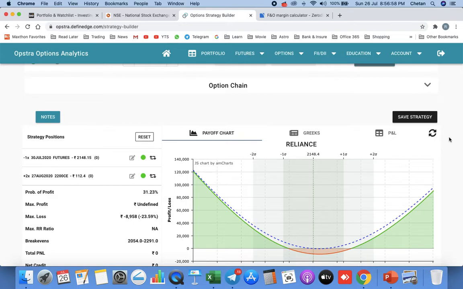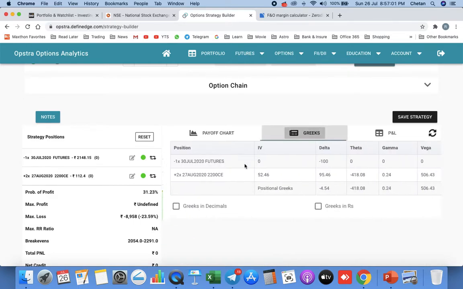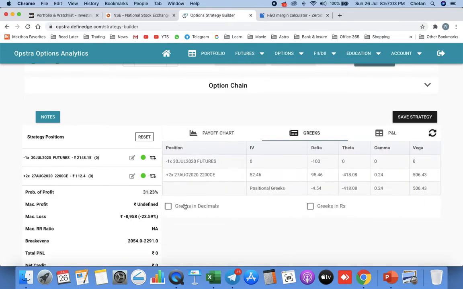Now see the payoff chart. Let us first see the Greeks. Here the delta is shown in value. Click decimals, the delta is 0.04. So the delta is almost neutral. The futures delta is -1 and the option delta is 0.5, and that is the reason 0.95 comes when you take two quantities. 0.95 is the delta. Now the delta is neutral.